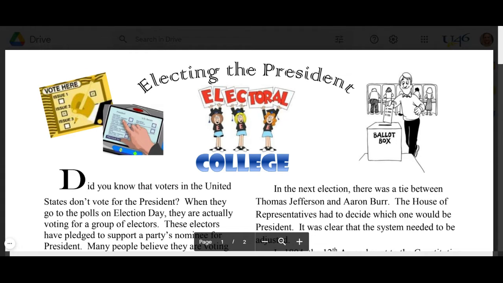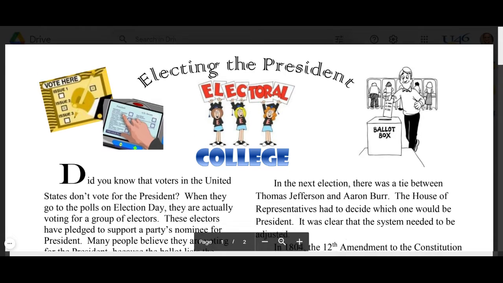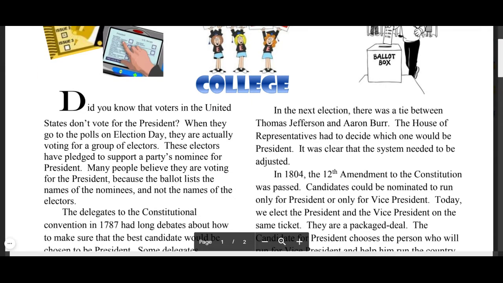Electing the president, Electoral College. Did you know that voters in the United States don't vote for the president? When they go to the polls on election day, they are actually voting for a group of electors. These electors have pledged to support a party's nominee for president.